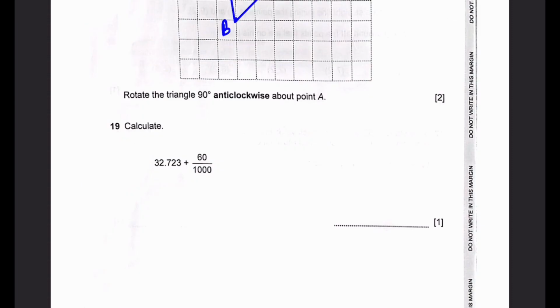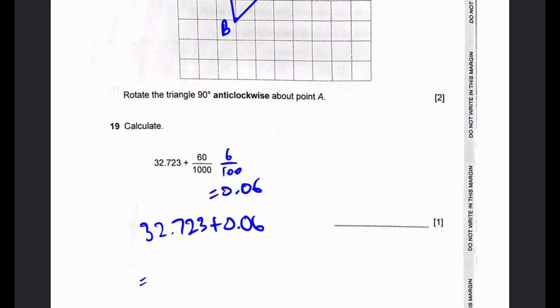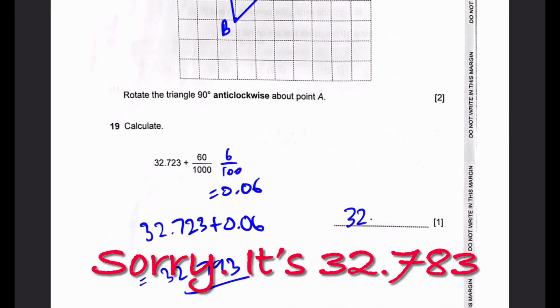Question 19. Calculate 32.723 plus 60 by 1000. 60 by 1000 can be written as 6 by 100, which is equal to 0.06. So 32.723 plus 0.06 is equal to 32.793. And that is our answer.